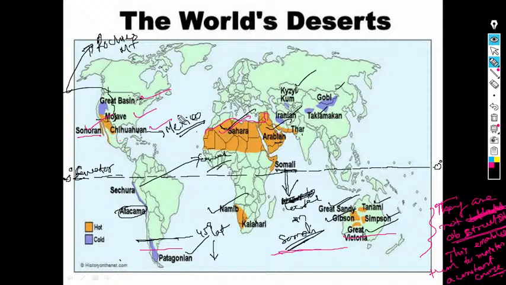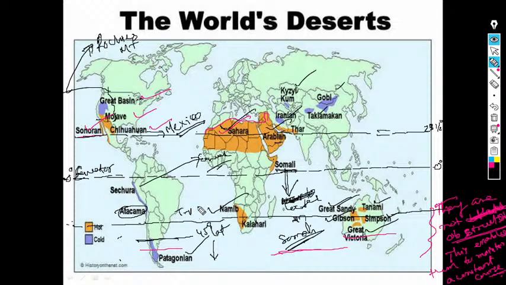Look at the 23.5 degree deserts particularly. Third desert here, Sonoran, and the others lie at 23 and a half degrees. This is the Tropic of Cancer. If I do it here, the Tropic of Capricorn.